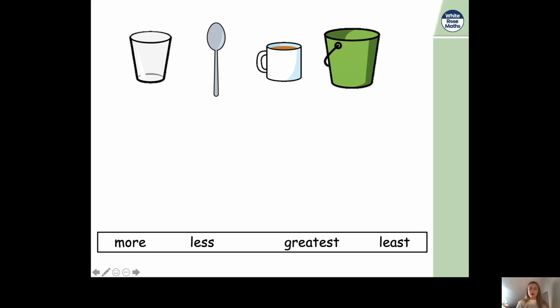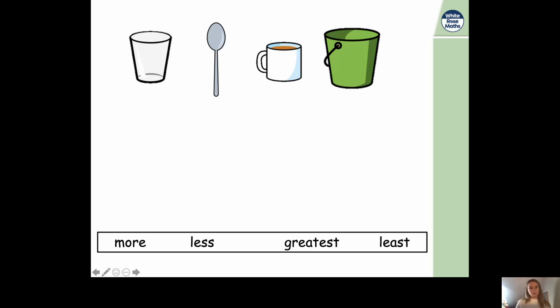So here are my 4 containers. Again, I've got my glass cup, my spoon, my mug and my bucket. Now at the bottom I have my words more, less, greatest and least. I'm going to start by comparing the glass cup and the spoon, and I would like to use the word more.